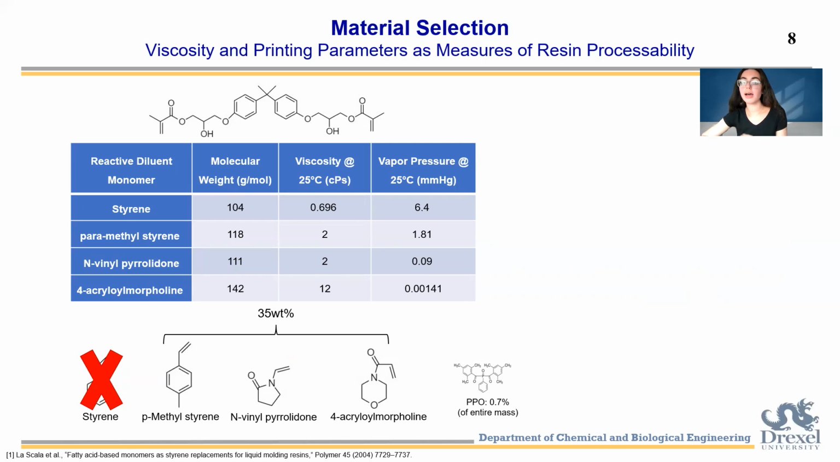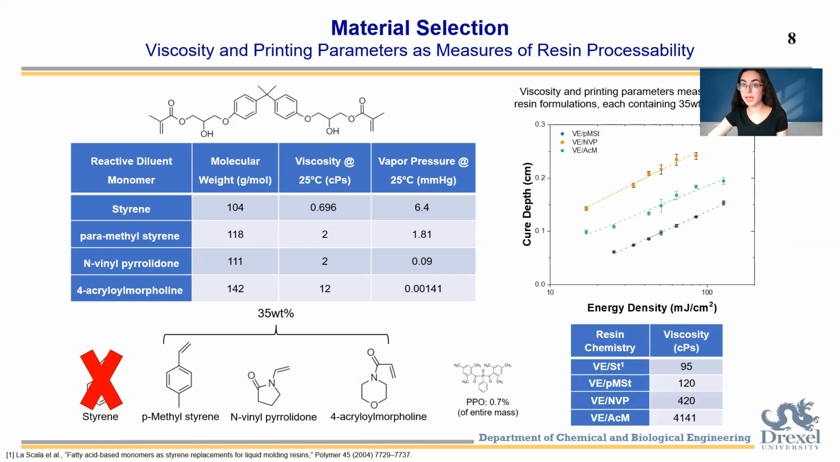These other three diluents I've combined individually in vinyl ester resins in the amount of 35 weight percent in order to determine their processability, their copolymerization behaviors, and their thermomechanical properties as well. In order to determine their processabilities, there are two important things to consider. That is, one, their printing parameters, and two, their viscosities.